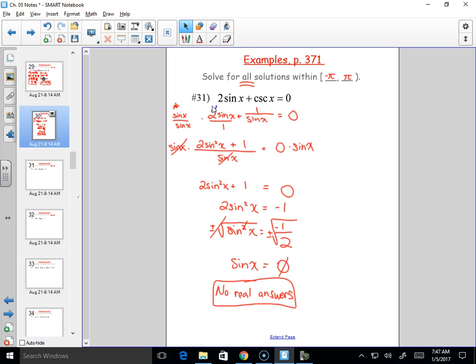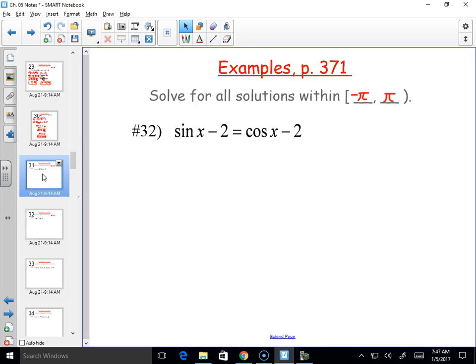As it's written, it's impossible. Now let's go ahead and check out another one. I know, an impossible one. Every now and then they might throw you a weird one. Let's look at another example.